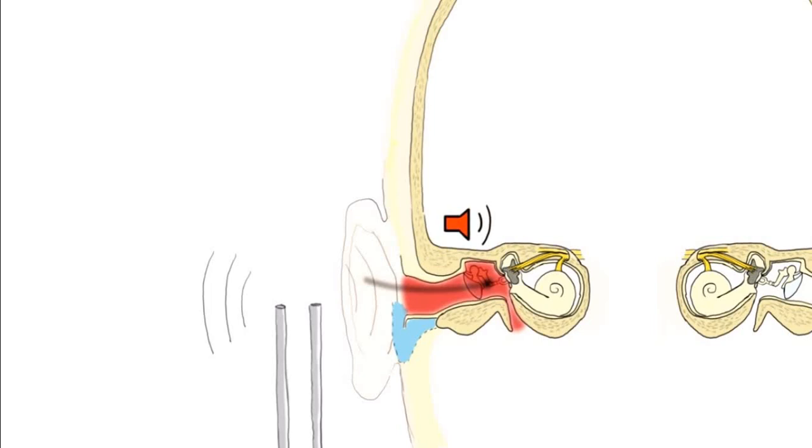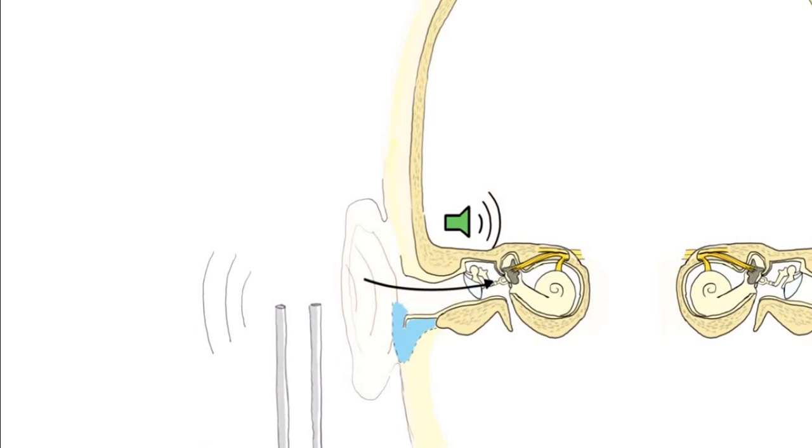So Rinne's test will be negative in conductive deafness. But in patients with sensorineural hearing loss, air conduction will also be affected, though it is always more efficient than bone conduction, and as such, the sound of the vibrating tuning fork should still be heard. This describes a positive Rinne test.